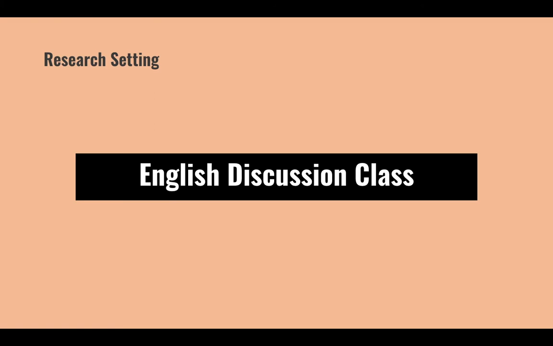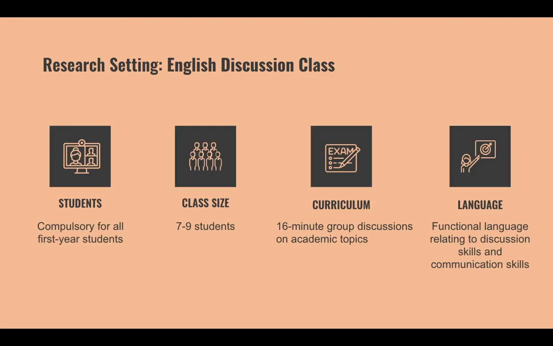This study was conducted at a university in Tokyo. The data was collected in a mandatory program for all first-year students called the English Discussion class. One of the unique features of this class is the relatively small class size and the use of a unified curriculum used by all students at the university. This curriculum exposes students to speaking skills which students use while participating in a 16-minute group discussion on academic topics.